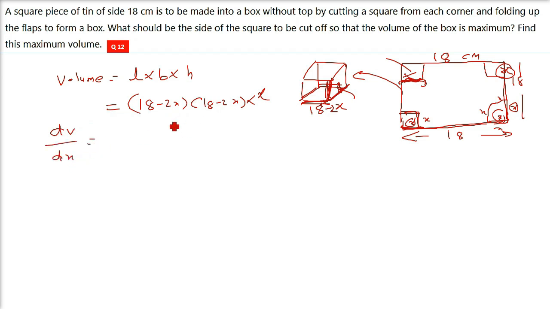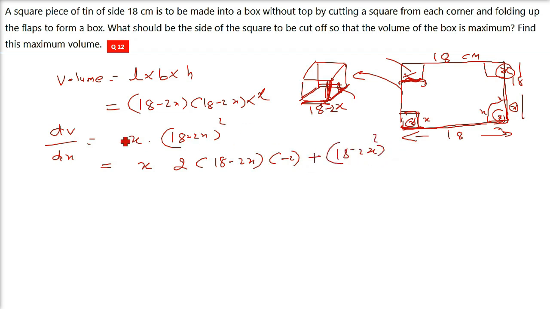Now the next thing is the differentiation of this volume, that is x into (18 minus 2x) whole square. I can tell you that you can differentiate it by yourself because it is quite easy, so we can just go ahead without wasting our time. I'm differentiating it using the product rule: first times the differentiation of the second, plus second times the differentiation of the first. That is the key.